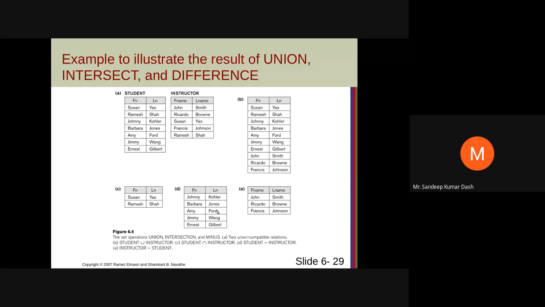Similarly, instructor minus student, the two common will be eliminated. The rest will be John Smith, Ricardo Brown, and Francis Johnson. Got my point? These were the relational algebra binary operations: union, intersection, and set difference. Any doubt?